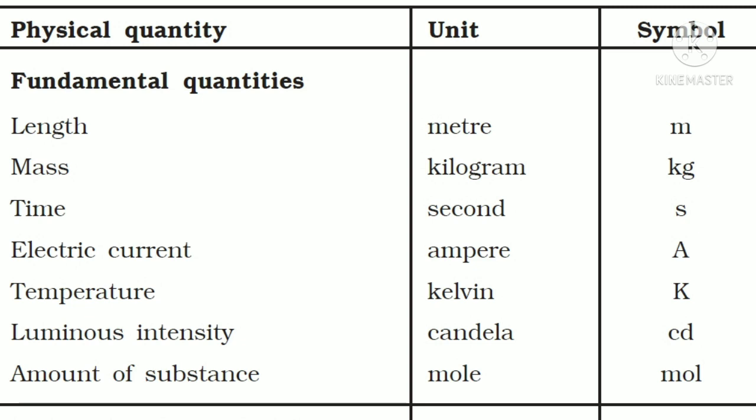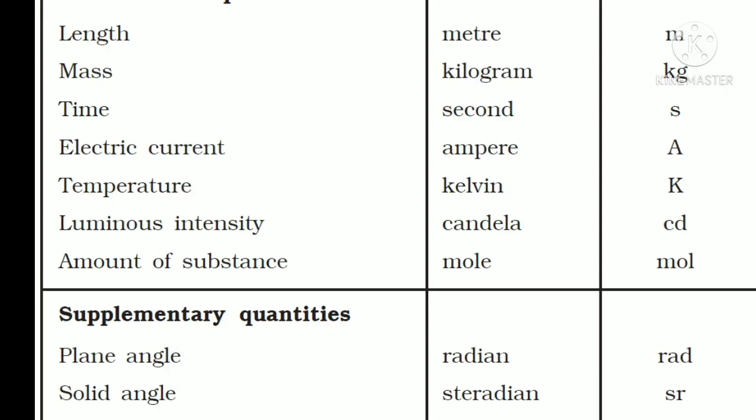Electric current, ampere, the symbol is capital A. Temperature, unit is Kelvin, symbol K. And the luminous intensity, the intensity of light, is measured by the unit candela. The symbol is cd. And the amount of substance, the unit is mole, symbol mol. The two supplementary quantities are plane angle, the unit is radian, the symbol is rad. And the solid angle, unit is steradian and the symbol is sr.